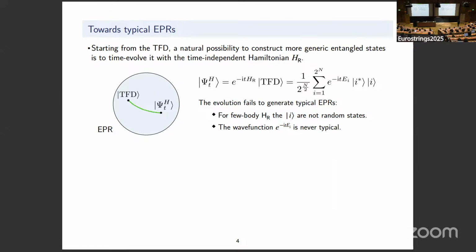A way to see this is, well, it's pretty simple. One can just focus on the energy eigenvectors. If our Hamiltonian is a few-body Hamiltonian, this means that it only contains few-body interactions. The energy eigenstates are not random states, and therefore, as I told you before, a typical EPR has a random eigenstate diagonal form. So this state will never become a typical EPR, already for few-body Hamiltonians.